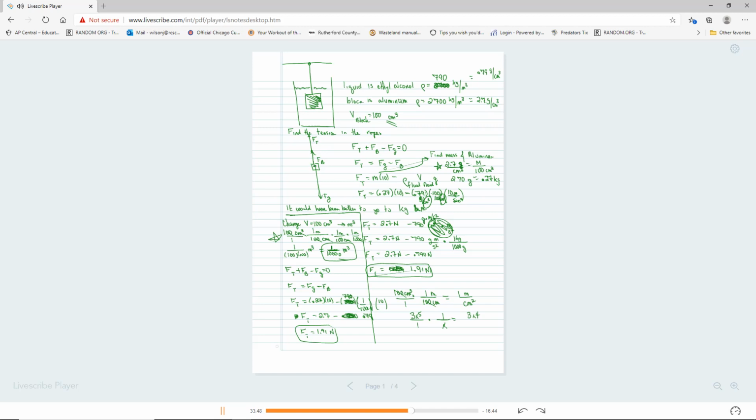So, will AP give you that many unit conversions in a problem? Of course not. Right? So what do we want to focus on in this problem? Why does the tension have to be less than gravity? Why is tension less than gravity? Because there's a buoyant force.